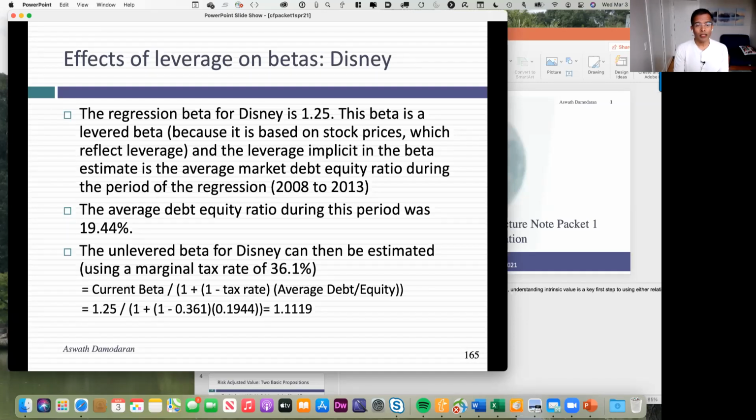I can actually take the levered beta and extract how much of it is unlevered, right? Remove the effect of debt. That's called unlevering a beta. Sounds fancy, but here's what I'm going to do. I'm going to take the 1.25. That's my levered beta. 36.1% is my tax rate. 19.44% is my debt to equity ratio. I'm essentially removing the effect of debt from my beta. I'm going to end up with an unlevered beta of 1.11.